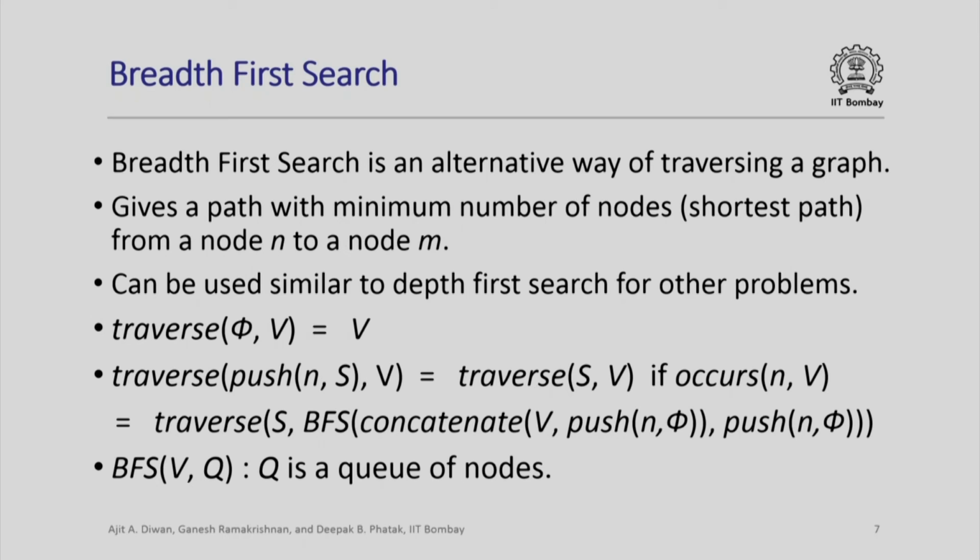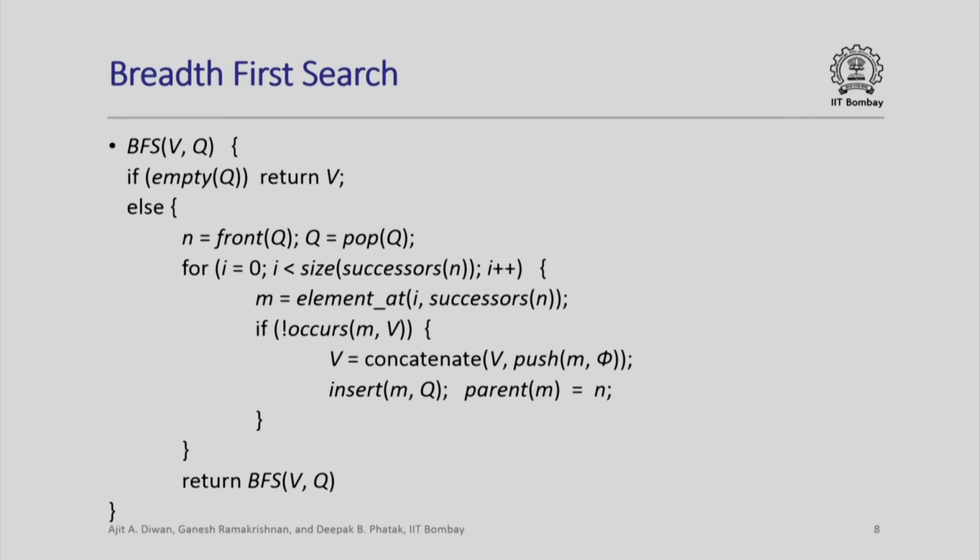So, the property is that V contains all visited nodes, Q contains nodes which have been visited, but whose successors may not have been visited. So, this is what breadth first search works with. If the queue has become empty, that is all nodes have been visited and their successors have also been visited, then we just return the sequence V of the set of visited nodes. Otherwise, we pick out the front element of the queue and remove it from the queue.